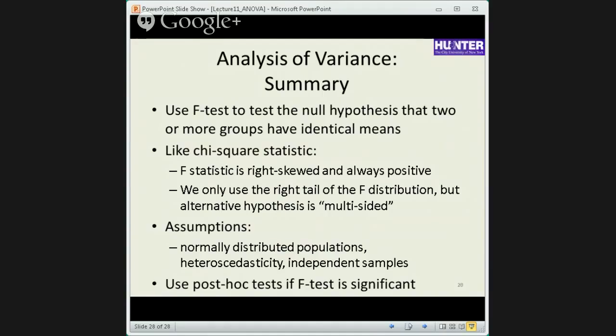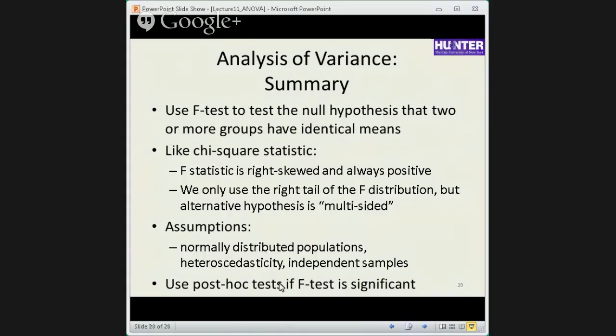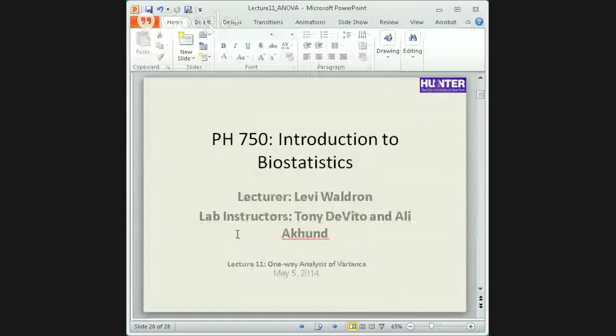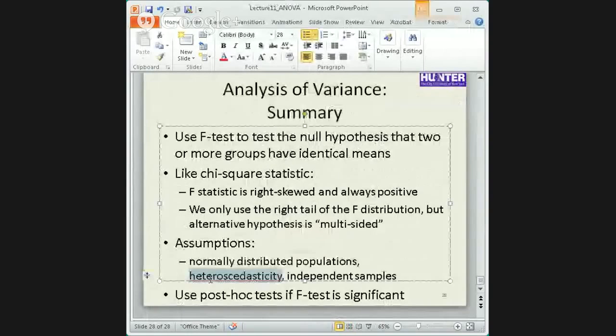There were three assumptions we covered: normally distributed populations. Oops, this should say homoscedasticity. I'm sorry. I'm going to change that right now. Here we go.